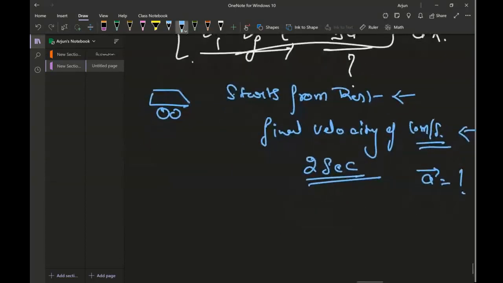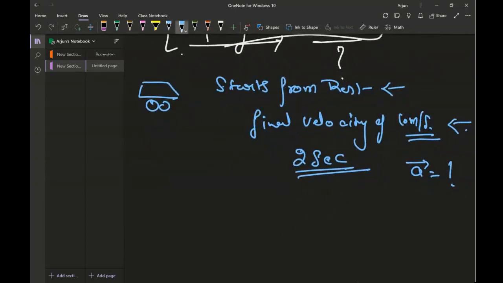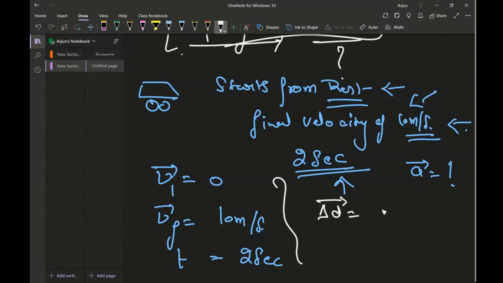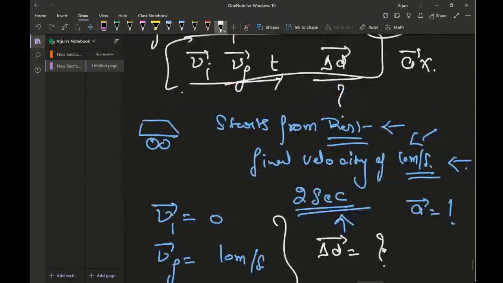So I'll see which parameters are given to me first of all. It starts from rest. It means initial velocity is equal to 0, and it reaches a final velocity of 10 meters per second. Velocity final is 10 meters per second, and then it takes the time, 2 seconds. So time is given, 2 seconds. I've been asked to find out the displacement, delta d. So 3 parameters are given to me, and I've been asked to find the fourth one. So let's see which equation I can use.